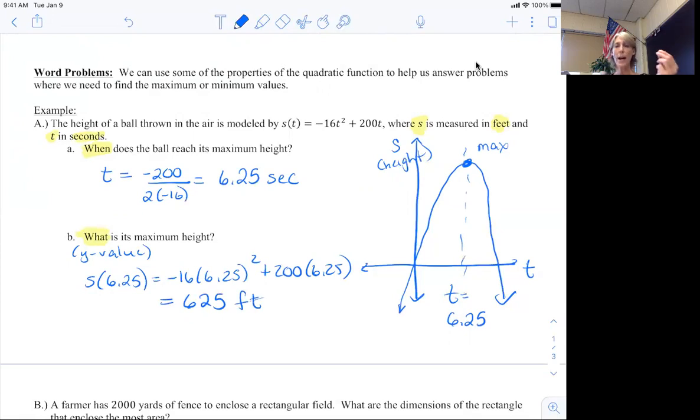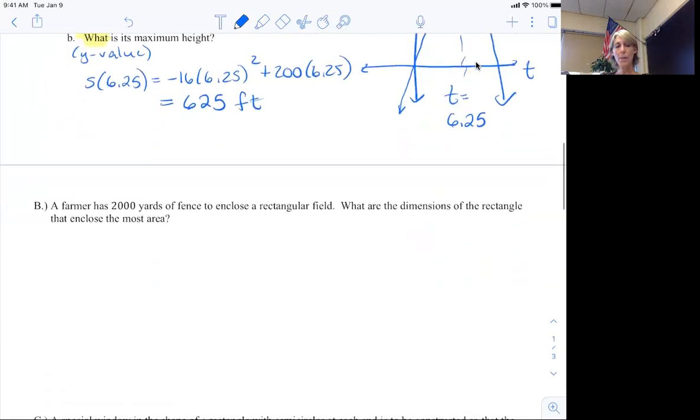Okay, so when is my x, or in this case, t, and what is my y value? Okay, that's very important. Now let's look at a problem that's going to kind of combine what we've been talking about for the last couple of days and what we've been talking about today.